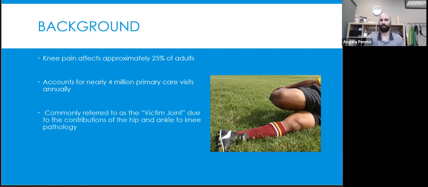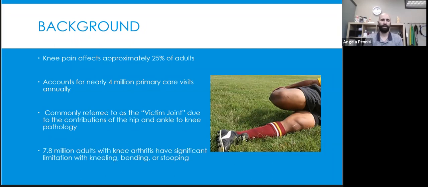The knee is commonly referred to as the victim joint due to the contributions of the hip and ankle to knee pathologies. So a lot of times we don't necessarily blame what might be irritated to the knee because it might be caused by something else besides the knee. And then about 7.8 million adults with knee arthritis have significant limitations with kneeling, bending, and stooping, which again are things that most people are going to have to do throughout a normal day. So that can be pretty impactful to someone's day-to-day life.